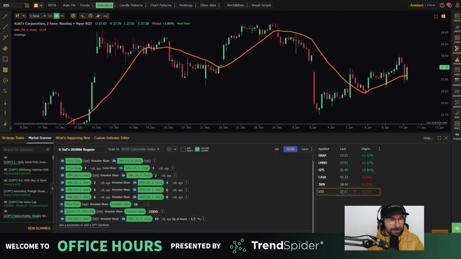If you look at the daily side by side with the hourly, it gives a great hint that the pullback is over. And now we are starting another move up after reclaiming the 20 SMA on the hourly.